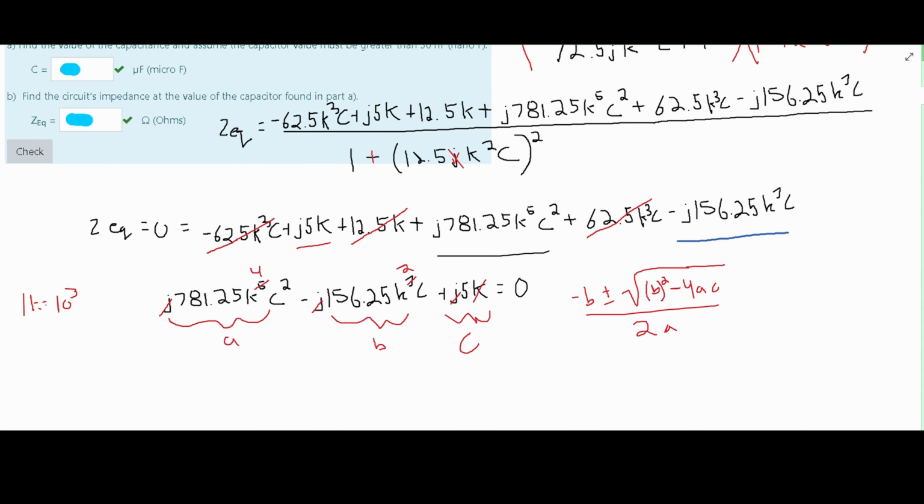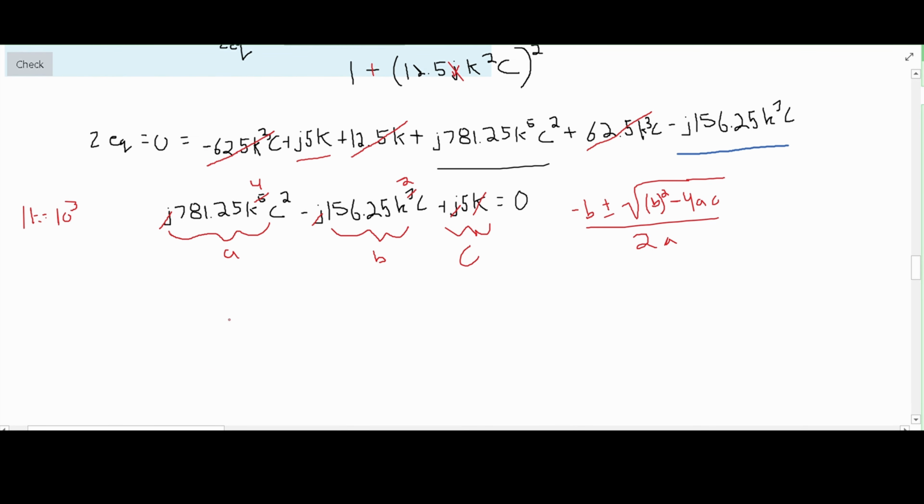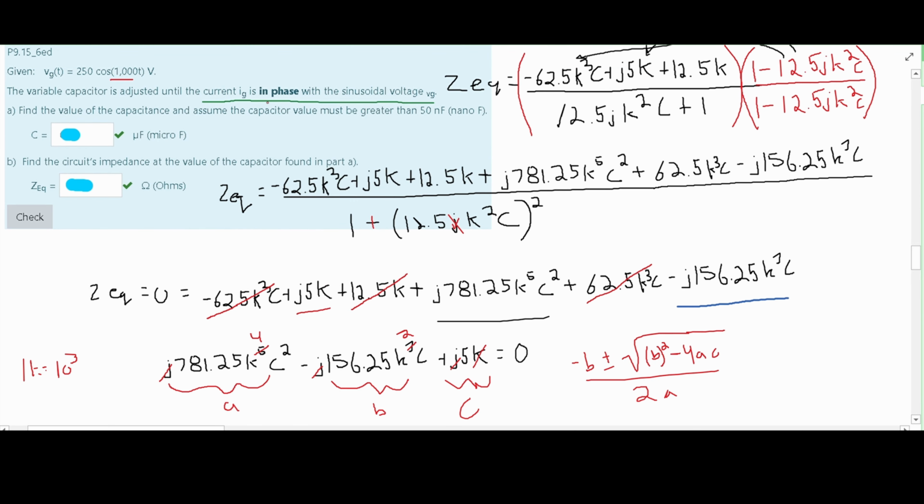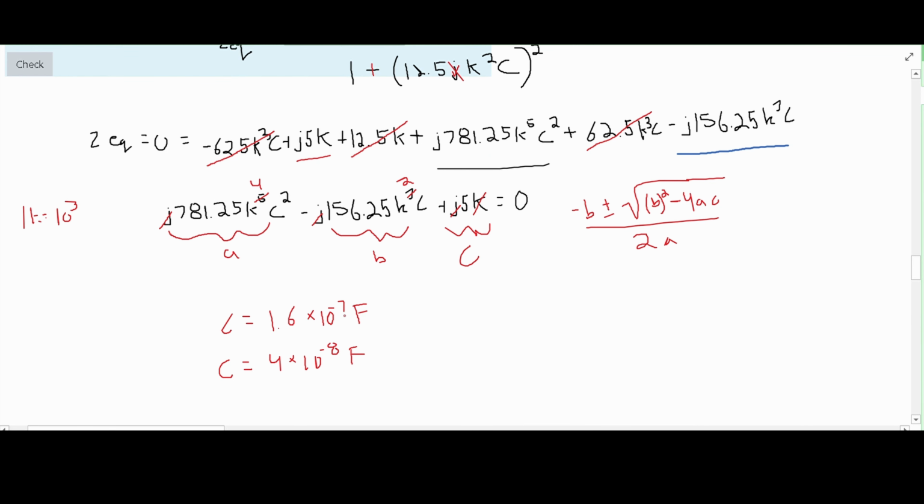And in solving this, we are going to get two solutions. We are going to get that our c is equal to 1.6 times 10 to the negative 7, and this is in farads because capacitance is measured in farads. We are also going to get that our c is equivalent to 4 times 10 to the negative 8, and this is also in farads. Now we are told that our capacitor must be greater than 50 nanofarads. So when we look at this, these are both in farads.